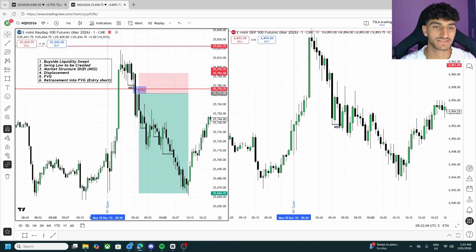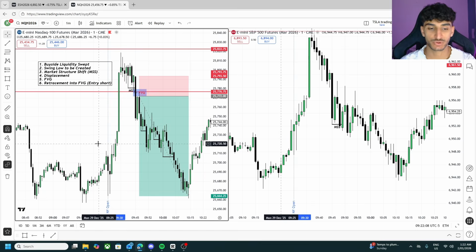And there you have it, guys, the ICT silver bullet model, a trade that I took on December 29th, 2025.